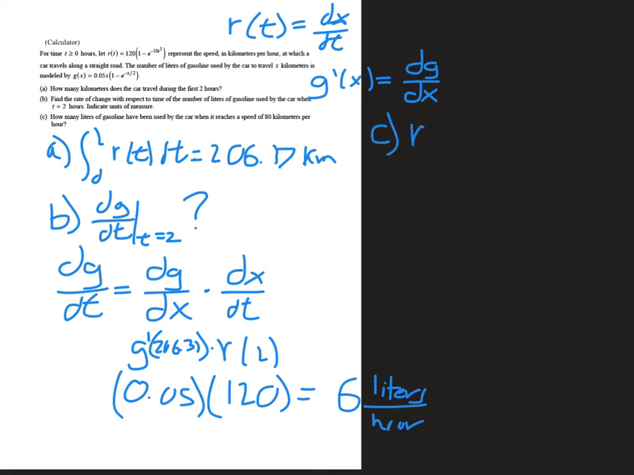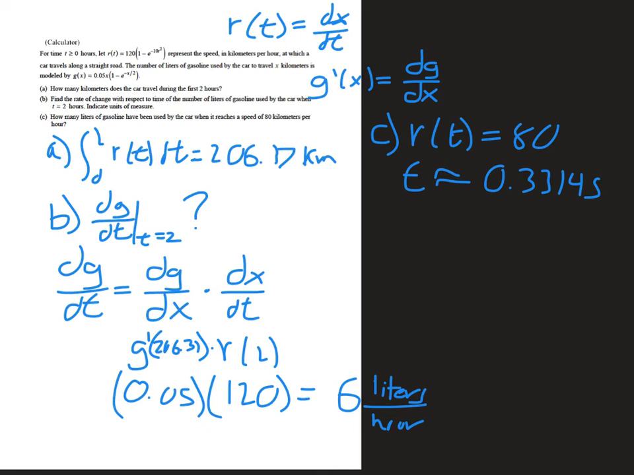is first set r of t equal to 80. When I set that equal to 80, again, it's calculator allowed, you're going to get approximately 0.33145. And you can do that many ways on your calculator to solve that. You can show the work, do the algebra, and just get that natural log on your calculator. Or you can use your graph, whatever is best for you to solve that. But it's r of t equals 80.